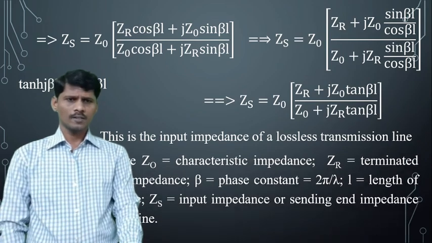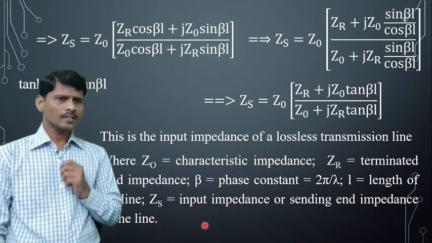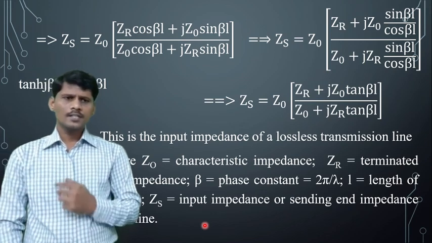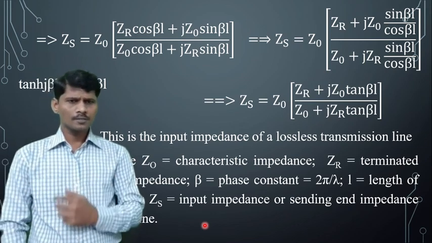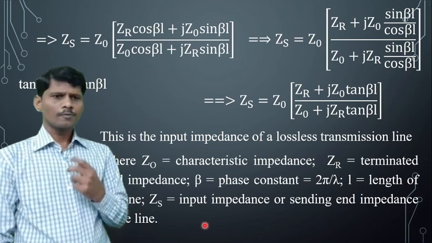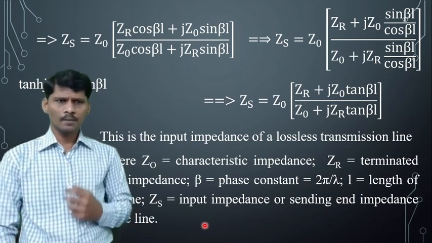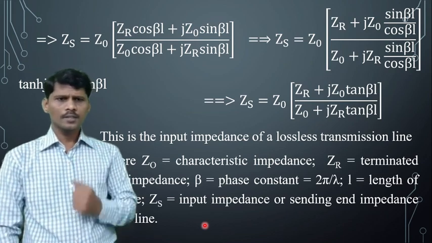So this is the equation of the input impedance for a lossless or radio frequency transmission line, where Z0 is the characteristic impedance, ZR is the load impedance, Zs is the input impedance of the transmission line, and beta is the phase shift constant. The phase shift constant beta is equal to 2 pi by lambda. L is the length of the transmission line.